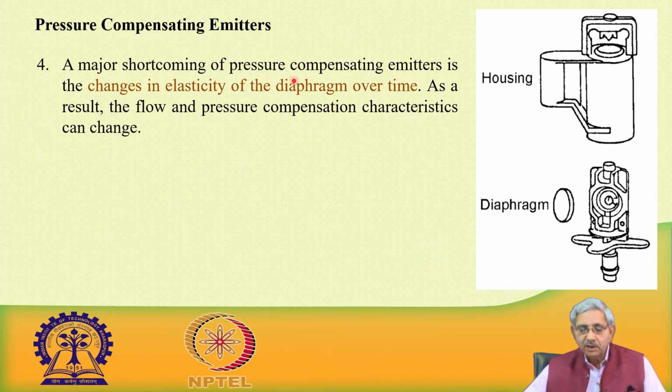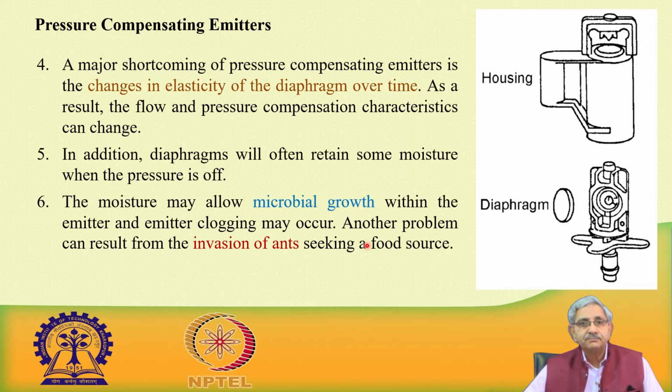A major shortcoming of the pressure compensating emitter is the change in the elasticity of the diaphragm over time. The material is of high quality and is very expensive; it is made of silicone. With time its elastic property changes, so it does not work, and the pressure compensating characteristics also change.